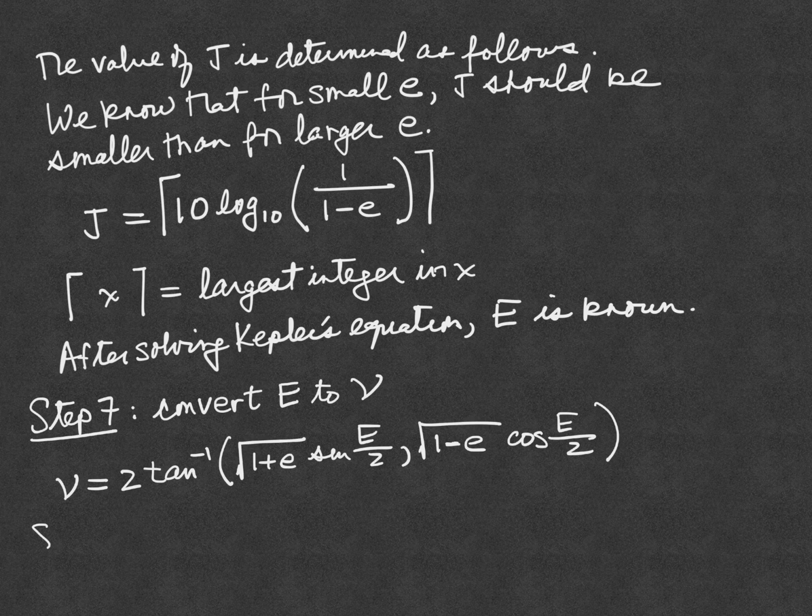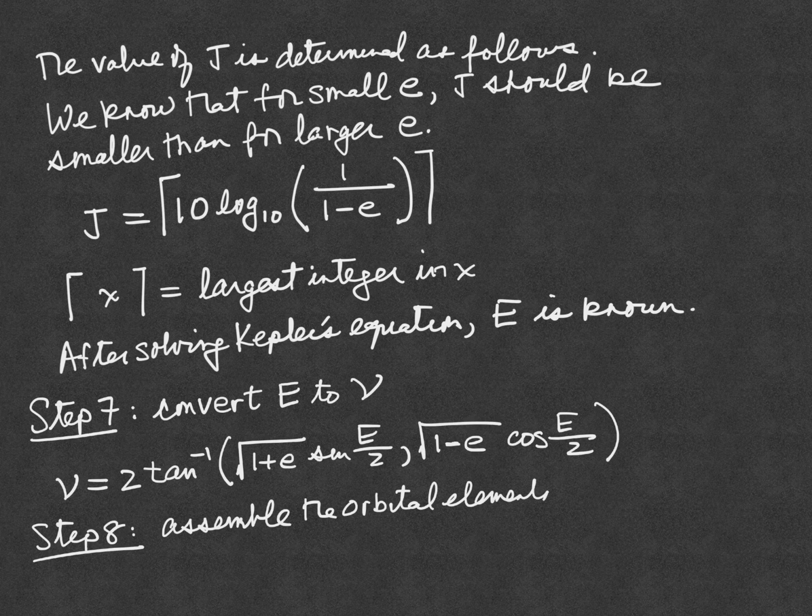Then the next step is to assemble the orbital elements at t. So we know that theta, which is the set of orbital elements at t, is a, e, omega, I, little omega, and nu. Now that value of nu is the value of nu that I just computed in the 7th step. So we're going to use that now in the next step.